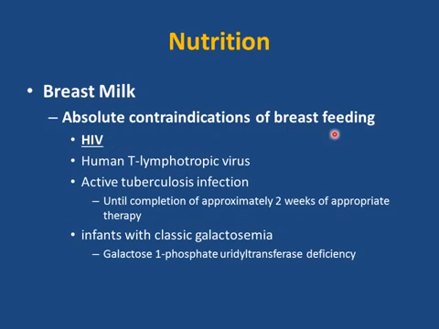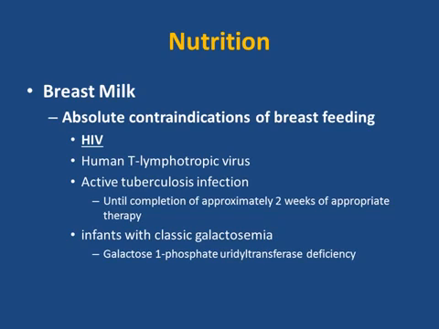Absolute contraindications of breastfeeding include HIV. Any mom infected with HIV cannot breastfeed, regardless of whether she's receiving medicine or not. Human T-lymphotropic virus infection is also a contraindication. Active tuberculosis is a contraindication only if the mother is not receiving medicine; after completion of 2 weeks of appropriate therapy for tuberculosis, the mom can breastfeed with no problem. Infants with classic galactosemia should receive lactose-free formula and cannot breastfeed.